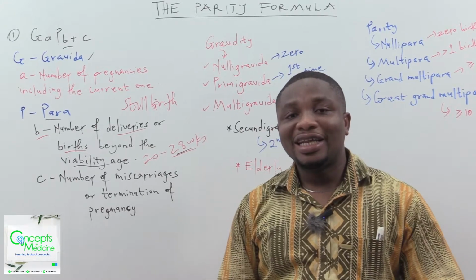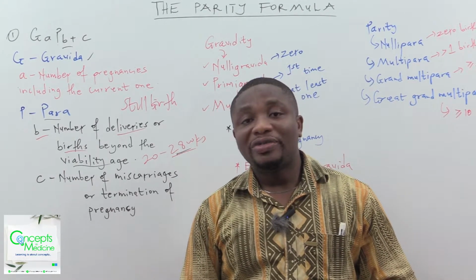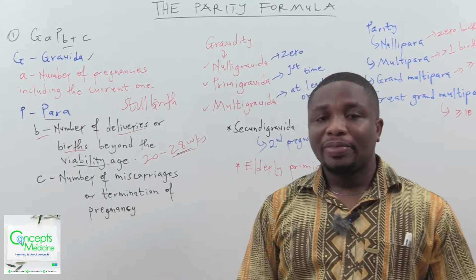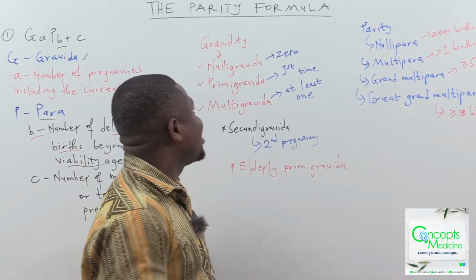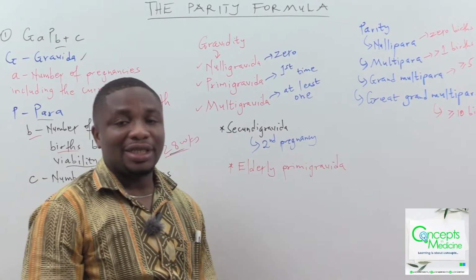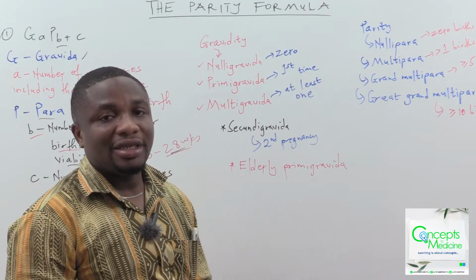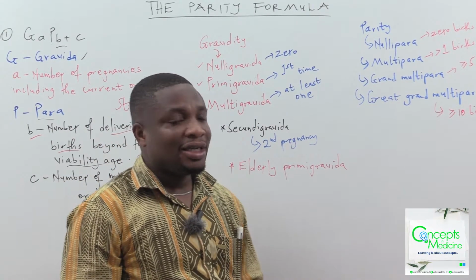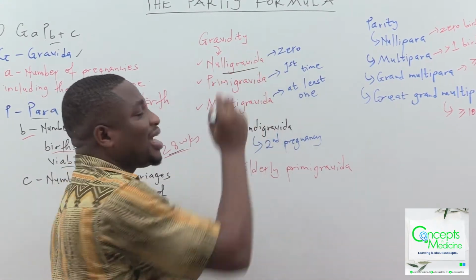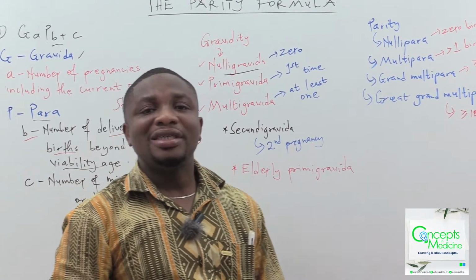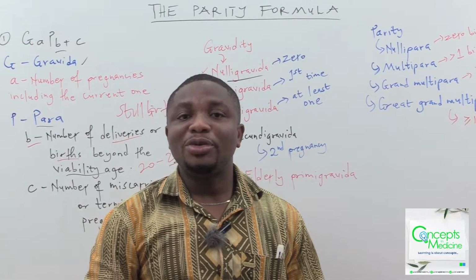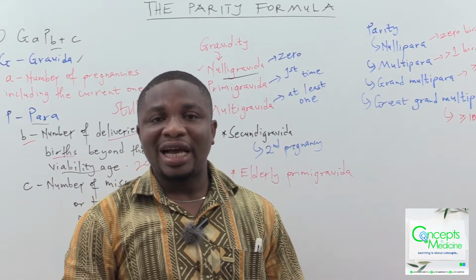Alright, let's move ahead and look at certain terminologies with respect to the gravida and the para. Let's start with the first one, that is gravidity. Gravidity simply means being pregnant, as we said, and is simply referred to as gravida. Let's look at these terminologies. The first one is nulligravida. Nulligravida means you have never been pregnant. Zero pregnancies, then we'll say you are a nulligravida.